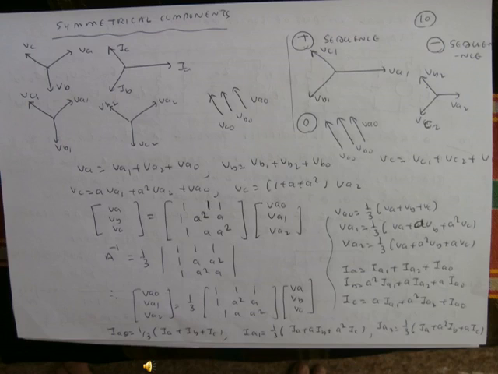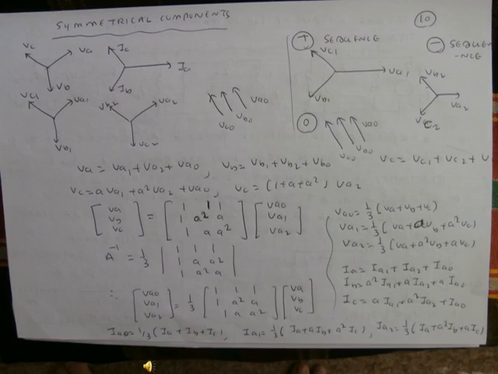So we write down the equation: VA equal to VA1 plus VA2 plus VA0, VB equal to VB1 plus VB2 plus VB0, VC equal to VC1 plus VC2 plus VC0. So we can calculate the equation: VB equal to A square VA1 plus A VA2 plus VA0, VC equal to A VA1 plus A square VA2 plus VA0. So we have to write down the matrix of VA, VB, VC equal to matrix of 1 1 1, 1 A square A, 1 A A square, and the matrix of VA0, VA1, and VA2. So the A inverse is equal to 1 third multiplied by matrix of 1 1 1, 1 A A square, 1 A square A.